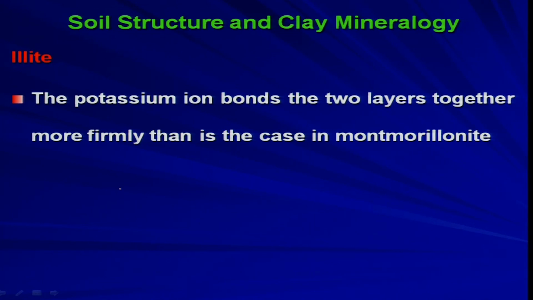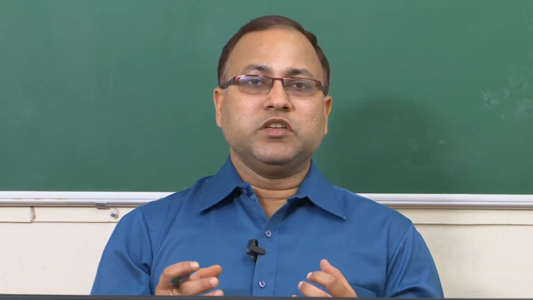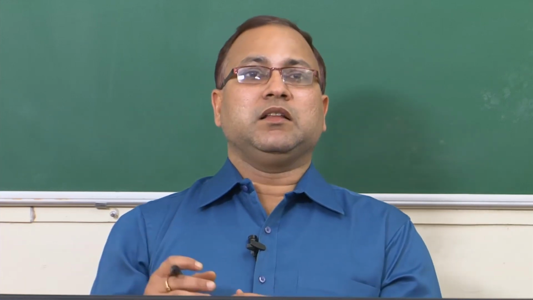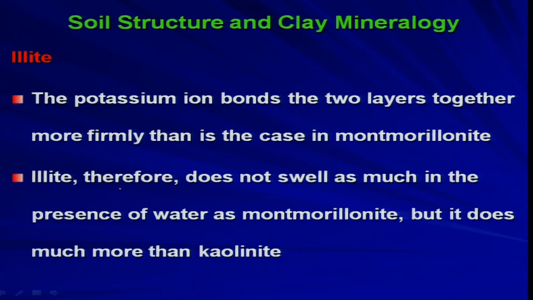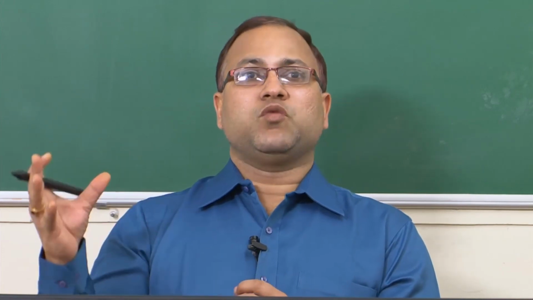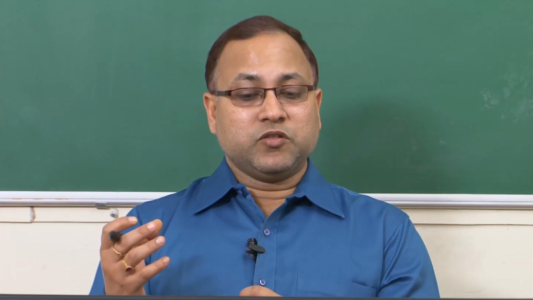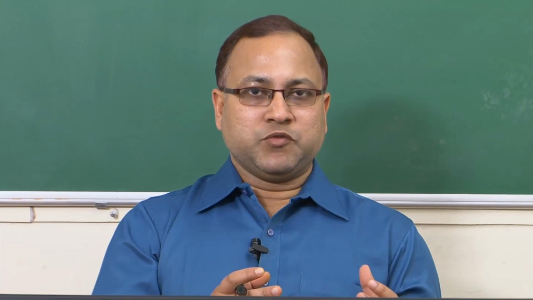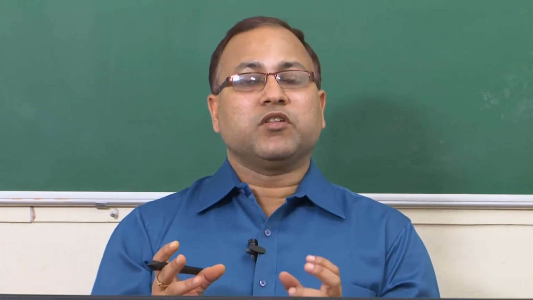So, in the montmorillonite we had the van der Waals bonding, but the potassium ion in the case of illite will create a bond which is a little bit stronger than that in montmorillonite. Illite therefore does not swell as much in the presence of water as montmorillonite, because of the strong bond created by the potassium at the interlayer. It will not allow that much water to come inside the interlayer, and so it will not be that active in water absorption, whatever you have seen for the montmorillonite.